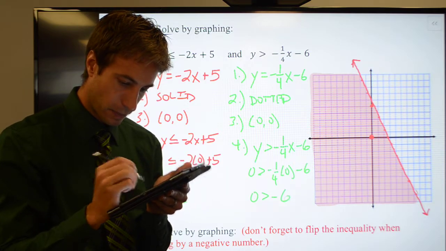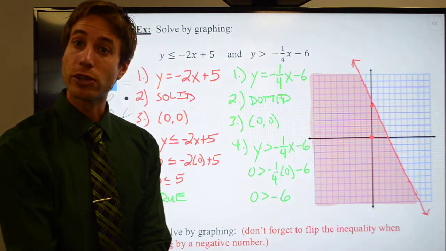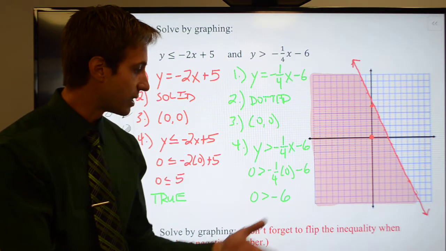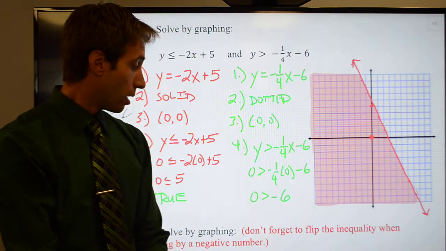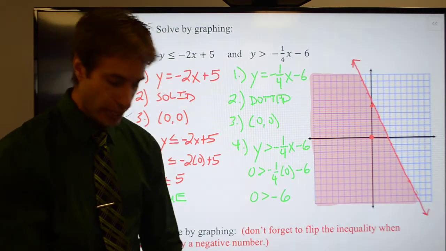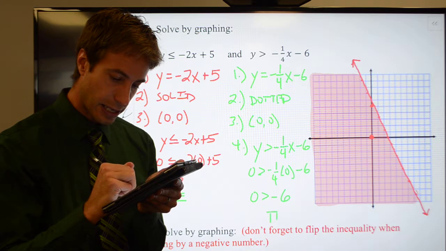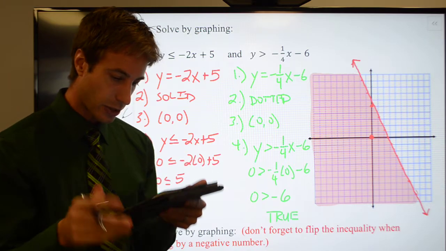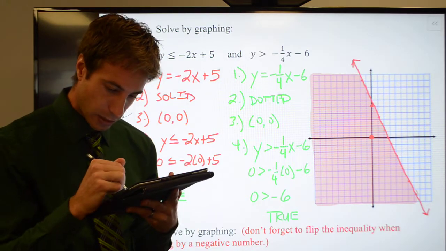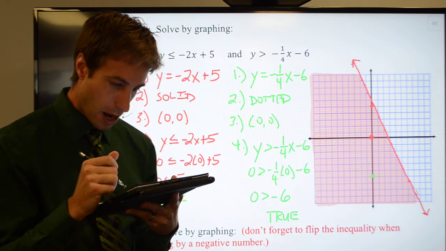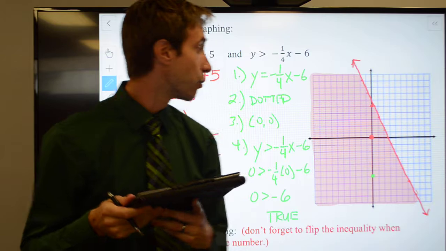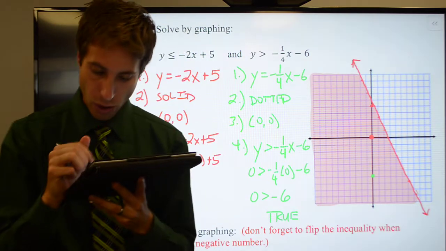Okay. I plug that into my original equation, and I wind up with 0 is greater than negative 6. Yes, 0 is greater than negative 6. That is a true statement. And so here's what I've got. Negative 6: 1, 2, 3, 4, 5, 6, right there. My slope is negative 1/4. That means down 1 and over 4.